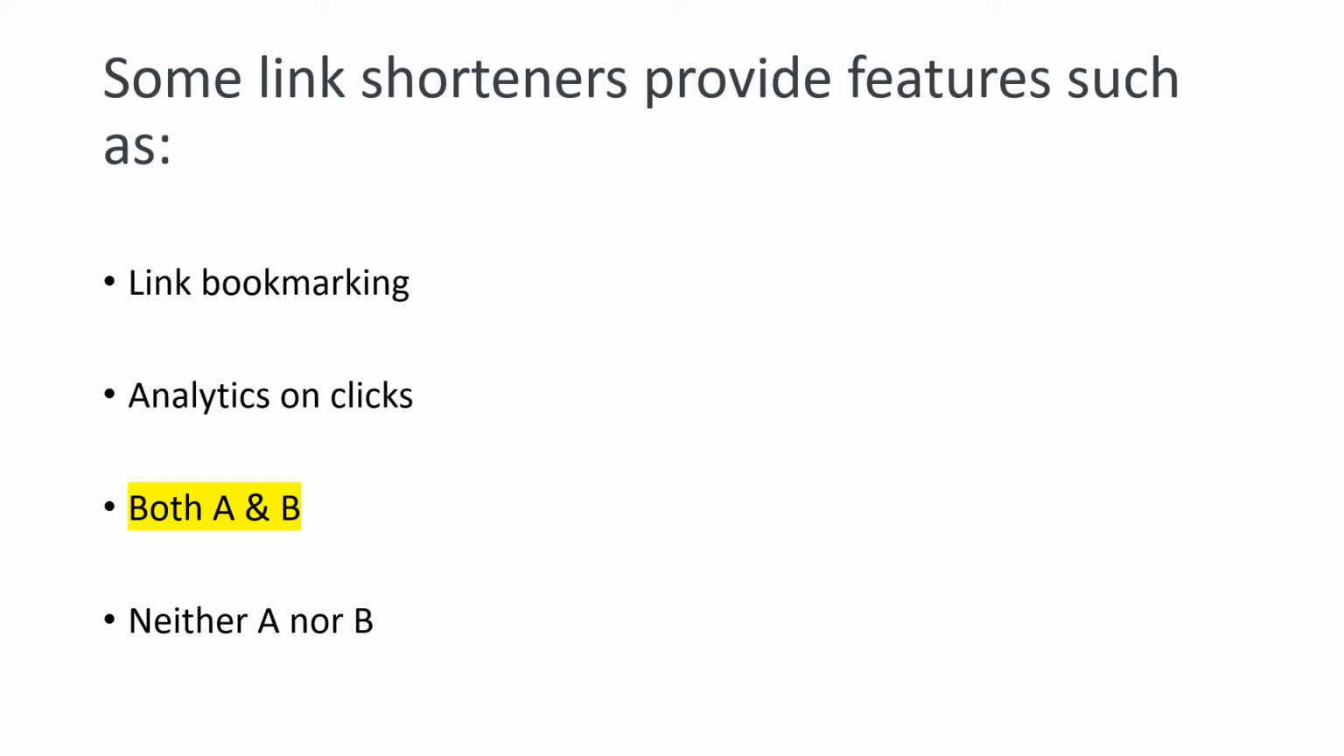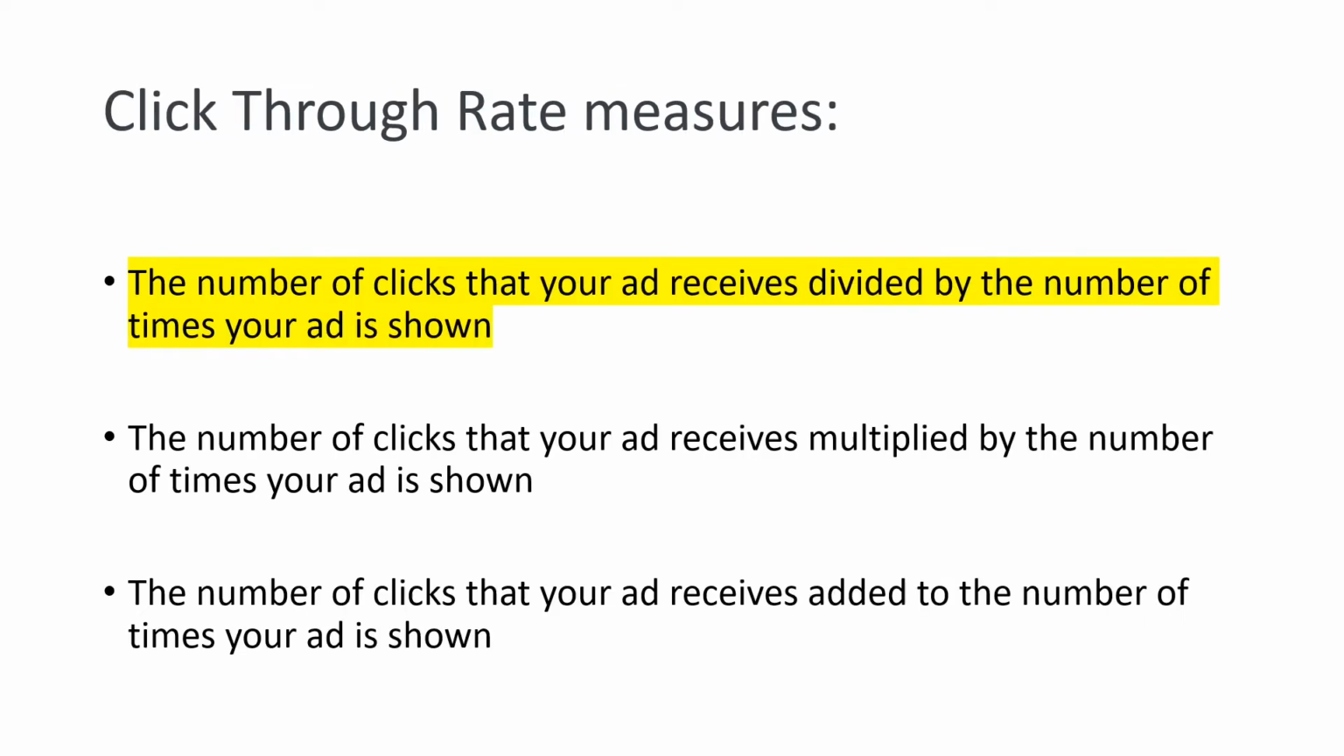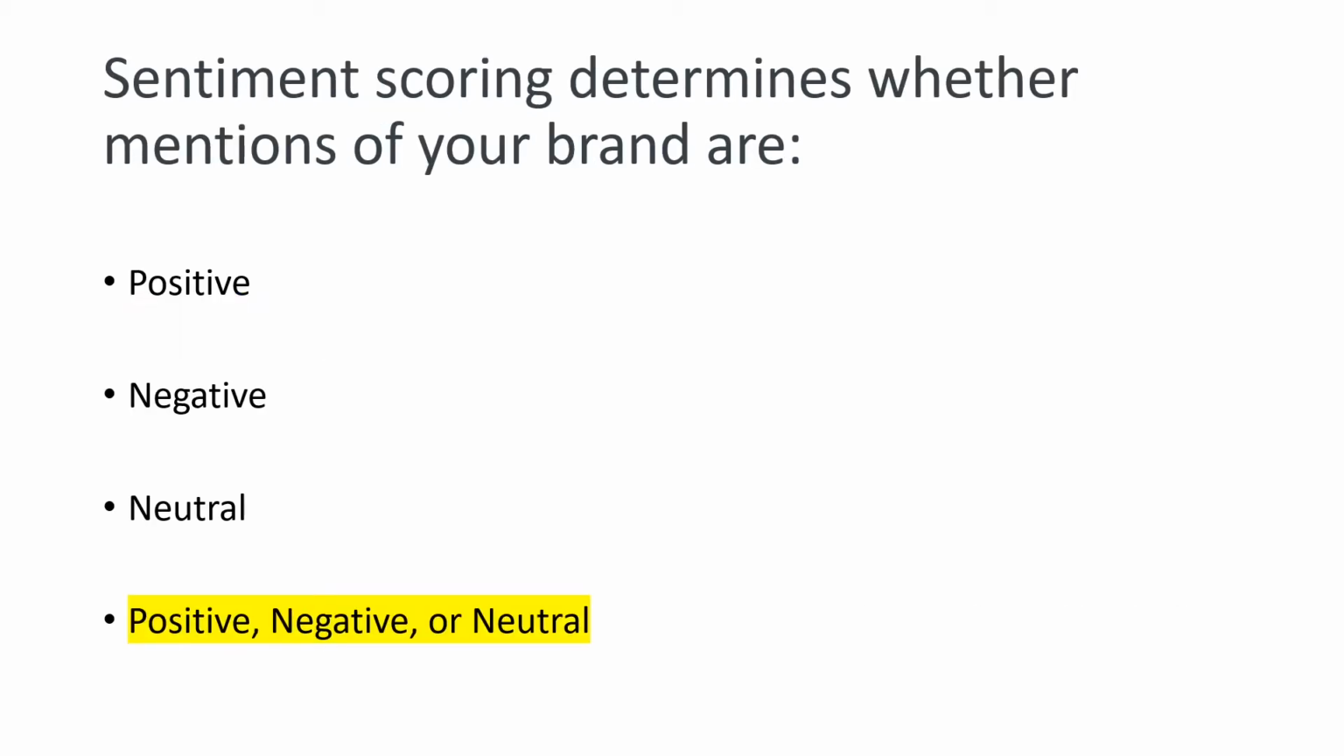16. Some link shorteners provide features such as both link bookmarking and analytics on clicks. 17. What does KPI stand for? Key Performance Indicators. 18. Click-through rate measures the number of clicks that your ad receives divided by the number of times your ad is shown. 19. Sentiment scoring determines whether mentions of your brand are positive, negative, or neutral.